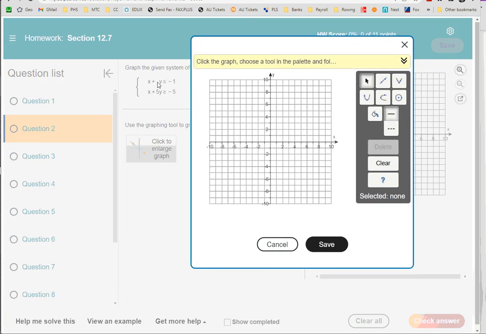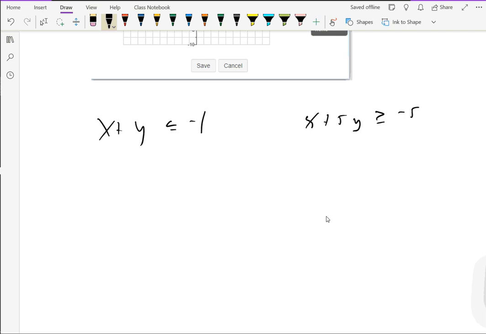So I want to graph x plus 1 less than or equal to -1 and x plus 5y greater than or equal to -5. So if I want to do those, x plus 1 is less than or equal to -1, and x plus 5y is greater than or equal to -5. So let me pull back here on my tablet. We'll go ahead and solve these. This is going to be y less than or equal to -x minus 1. And this one would be 5y greater than or equal to -x minus 5.